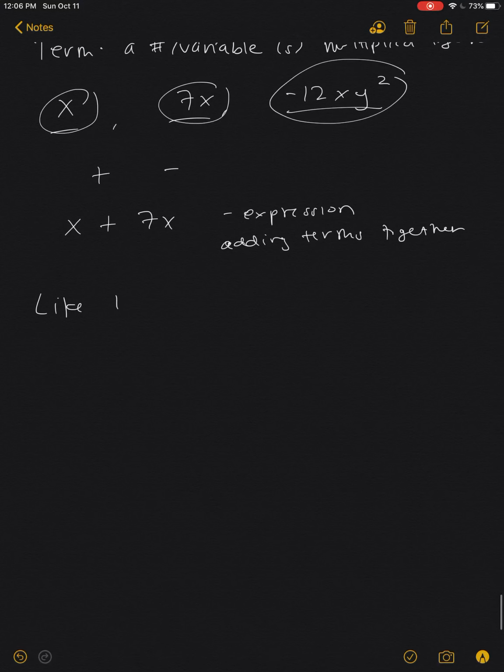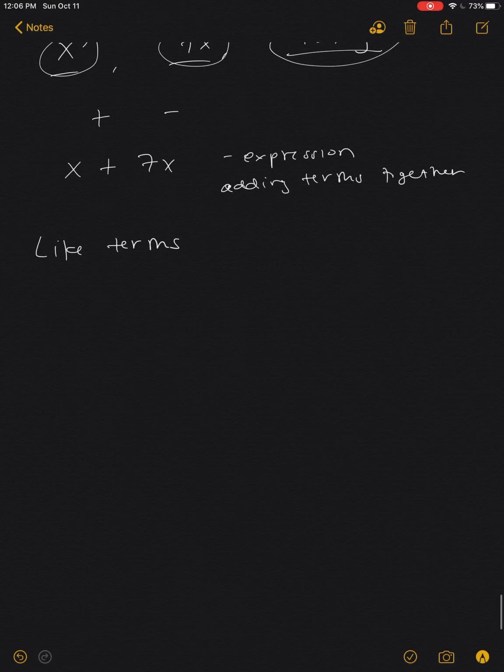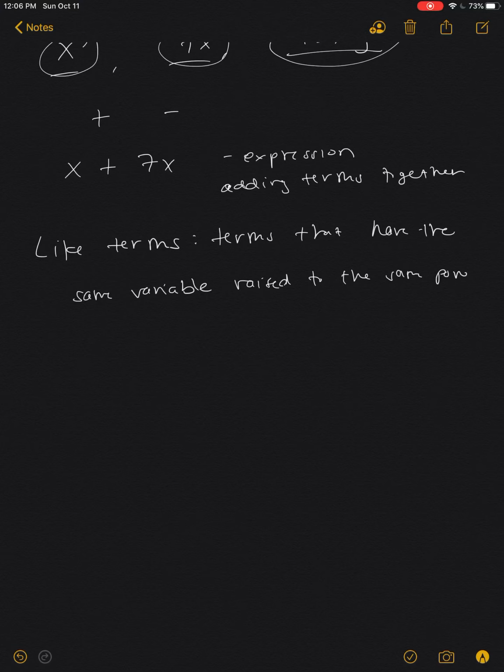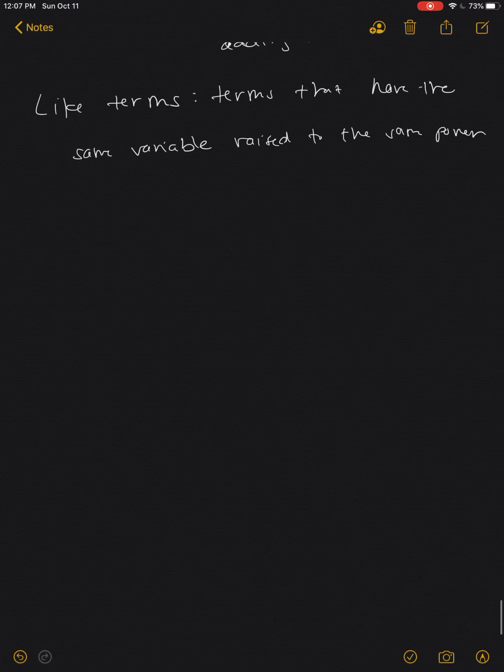Okay, so why do we want to know what a term is? Because we need to differentiate like terms. Okay, so like terms are terms that have the same variable raised to the same power. Okay, so sometimes like these 5 and 7, they both have no variable, therefore these are like terms. Okay, so that's a like term.